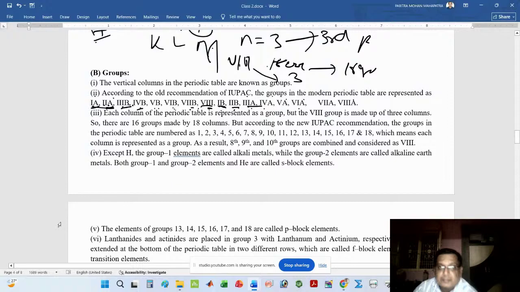Here, what happened? If you think about the modern IUPAC recommendation, what is the full form of IUPAC?